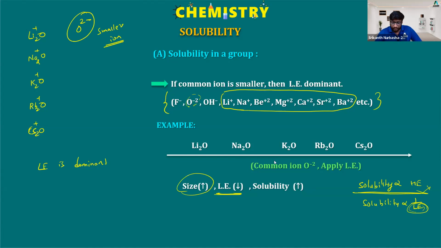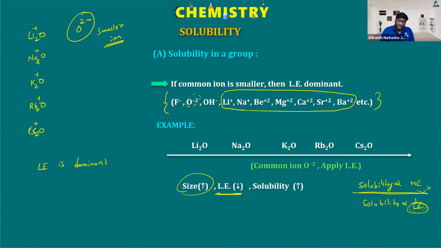Understood or not? You will get confused. If you compare hydration enthalpy, you will get the reverse order. Hydration enthalpy also has the same trend. Hydration enthalpy is also decreasing from Li2O to Cs2O. Because of the decrease in hydration enthalpy, solubility is going to decrease. But which is dominant? Lattice energy is dominant.